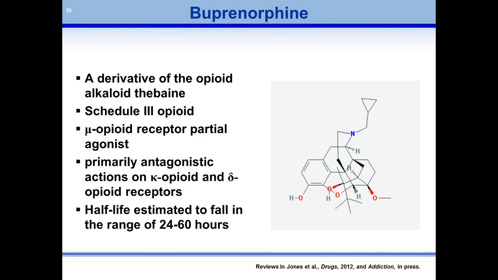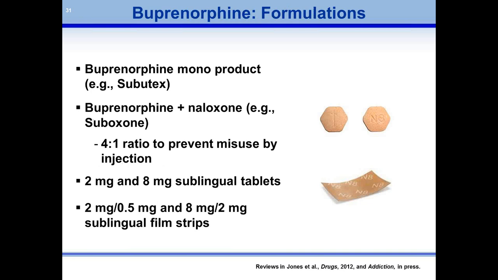Let me move on to buprenorphine. Buprenorphine has a somewhat different pharmacology. It is a mixed agonist, and it has a ceiling effect. So basically what it does is it latches onto the receptor and sticks there, and it doesn't fully activate the receptor. What that means in clinical terms is that you're going to have less chance of respiratory suppression, and so less chance of potentially overdose. And it has a half-life of 24 to 60 hours.